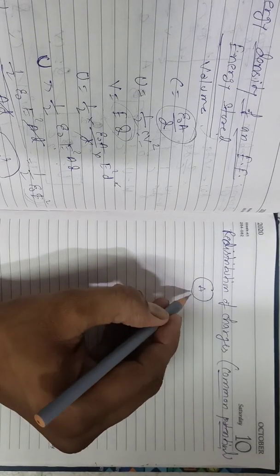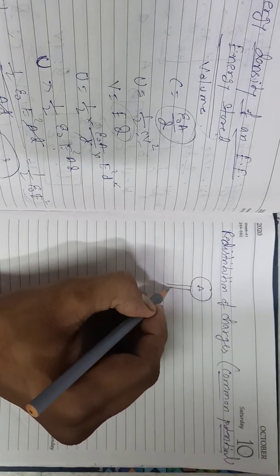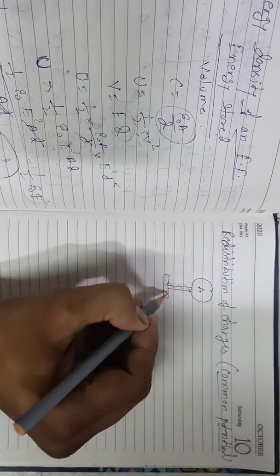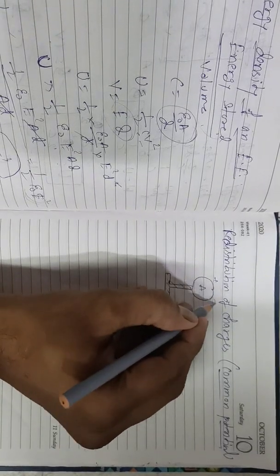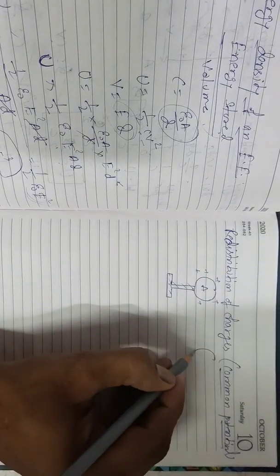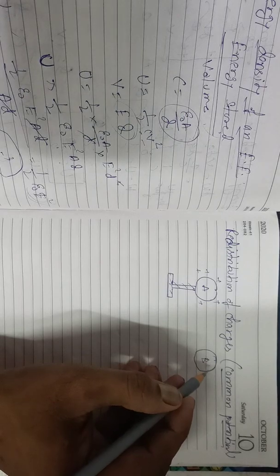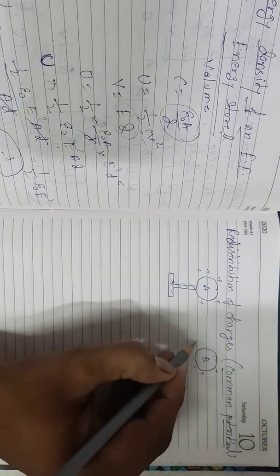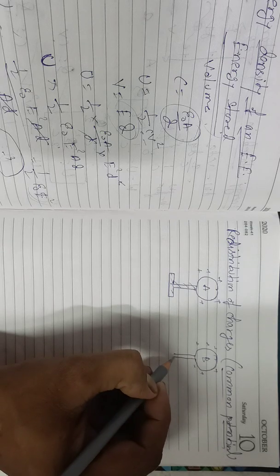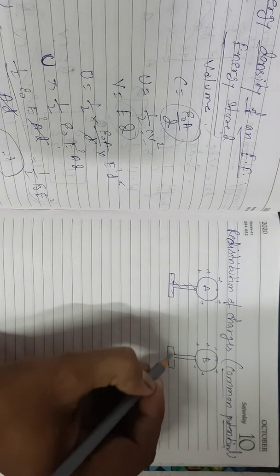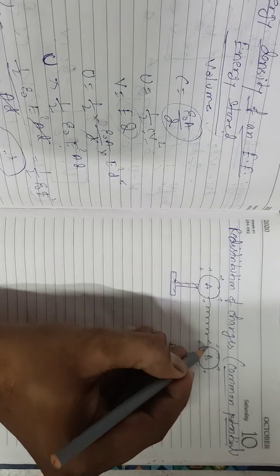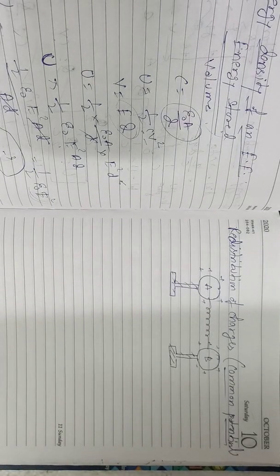Suppose this is conductor A standing on an insulating stand, having some charges, and there is one more conductor B. This is also having the same kind of charge, not the same amount of charge, also standing on an insulating stand. So when we connect them with the help of a conducting wire, what will happen?